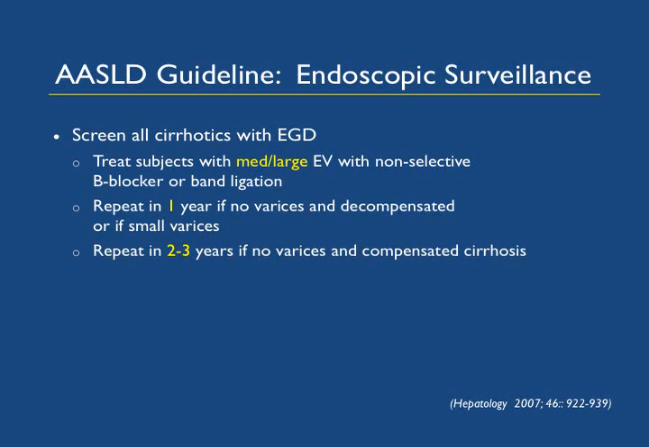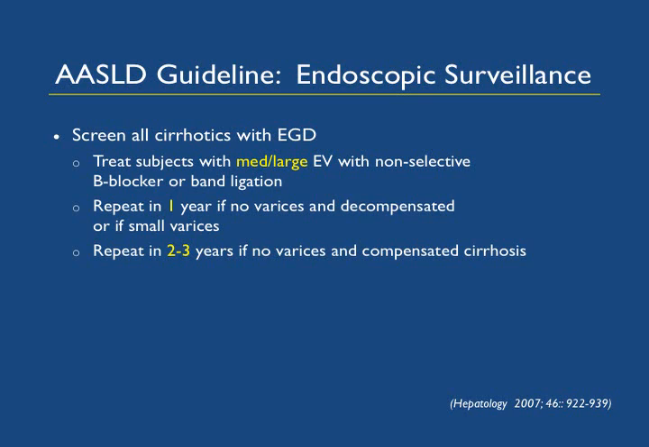At the time of the upper endoscopy, triaging is then suggested so that patients who have medium or large esophageal varices, which are at greater risk of bleeding, should be placed on a non-selective beta blocker such as Inderal, Timolol, or Nadolol, or undergo band ligation if you feel that they will likely be beta blocker intolerant. If, on the other hand, you do the endoscopy and the patient has no varices, then it is recommended that if they're decompensated, they undergo an annual surveillance due to the data that I just showed you.